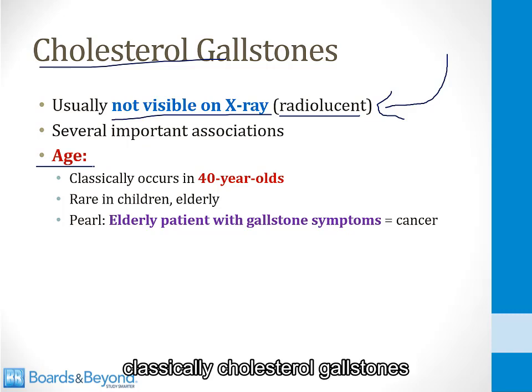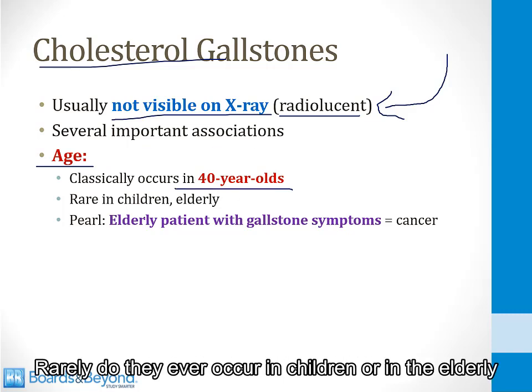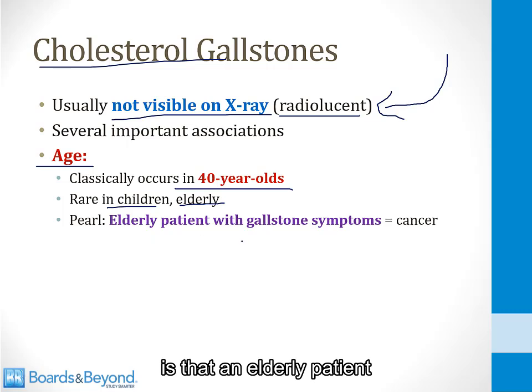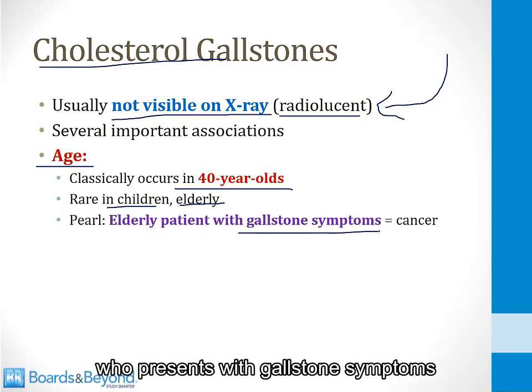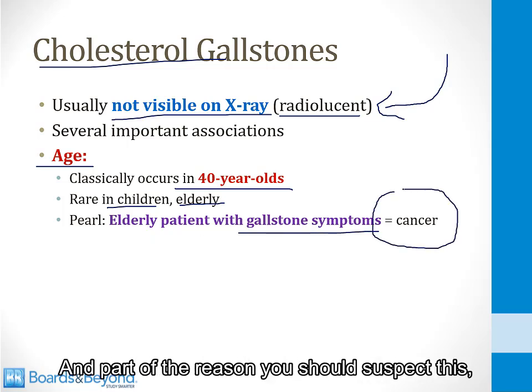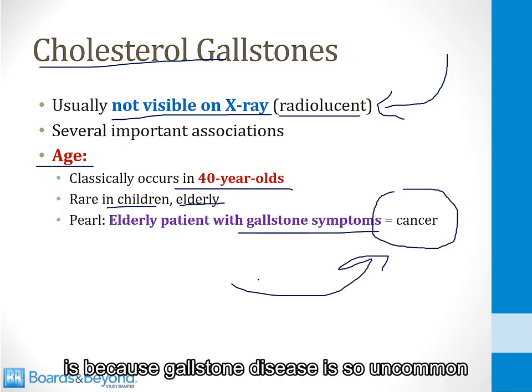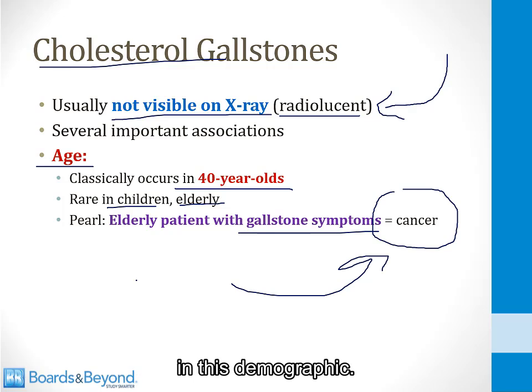There are several important associations with cholesterol gallstones that you need to know, and the first one is age. Classically, cholesterol gallstones occur in people in their 40s. Rarely do they ever occur in children or in the elderly, and a pearl you should be aware of is that an elderly patient who presents with gallstone symptoms could have a rare gallbladder cancer, and part of the reason you should suspect this is because gallstone disease is so uncommon in this demographic.